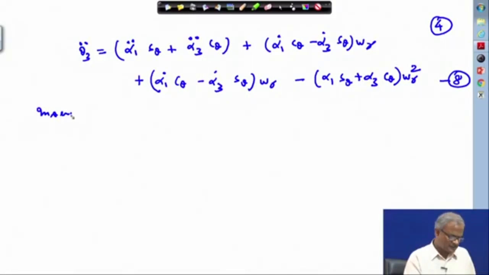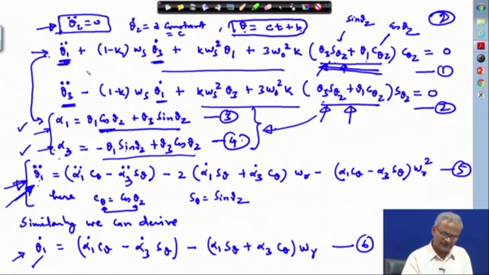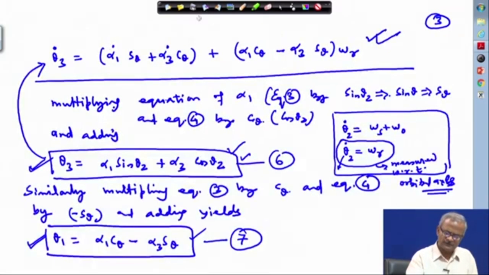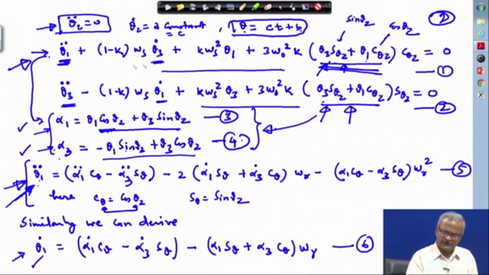So, now insert all these things. We take the first equation here, where we have theta 1 double dot. So, inserting for theta 1 double dot, theta 3 dot and theta 1 and all these parameters here.